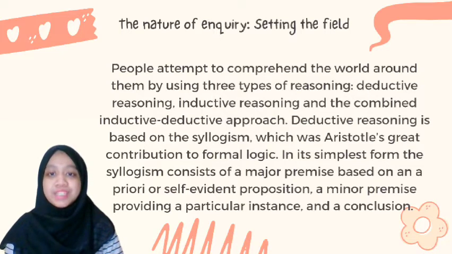In the simplest form, the syllogism consists of a major premise based on an a priori or self-evident proposition, a minor premise providing a particular instance, and a conclusion. Thus, all planets orbit the Sun. The Earth is a planet. Therefore, the Earth orbits the Sun.